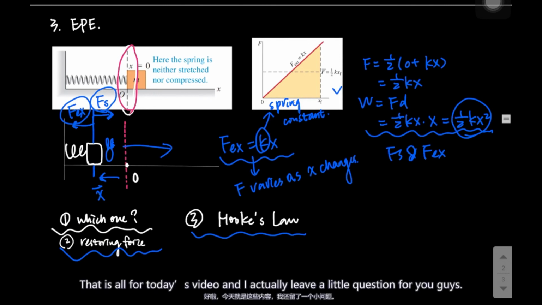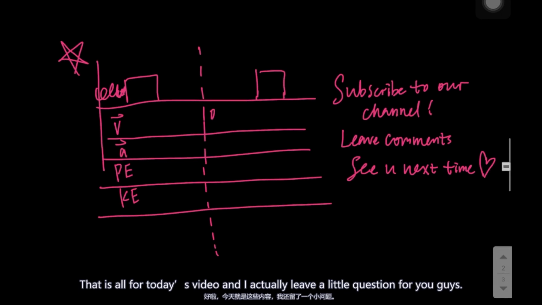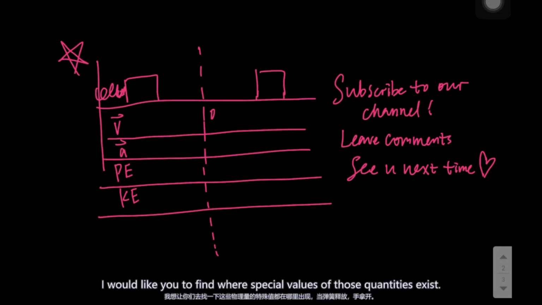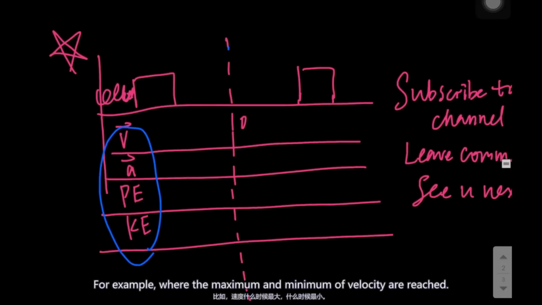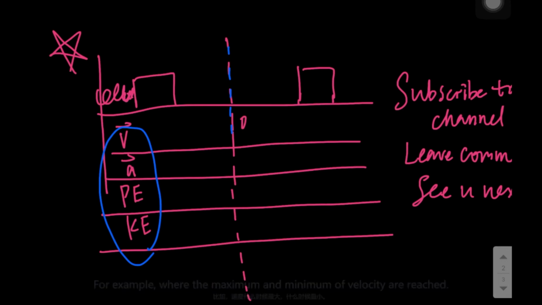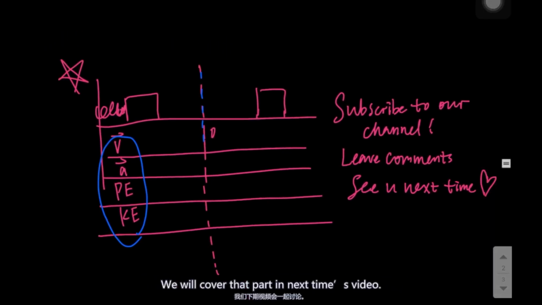Okay, so that's all for today's video, and I actually leave a little question for you guys. I want you to find where specific values of those quantities exist. For example, the original length, and when the velocity will reach its maximum, minimum, or zero. Okay, we will cover that part in the next video.